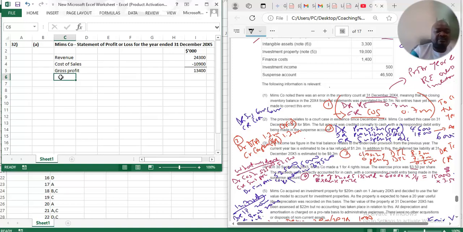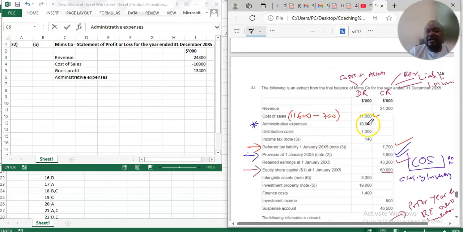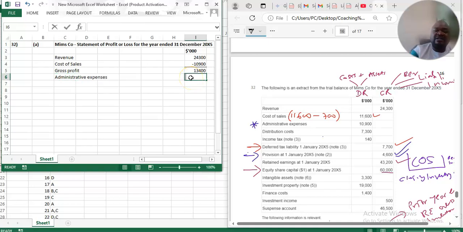Administrative expenses. Okay, if we come to the information, we are given the administrative expenses as 10,900. So we come here and say equal sign, negative and bracket. We know the expenses should be negative, right? So we're given 10,900. Okay, 10,000 what? 900.